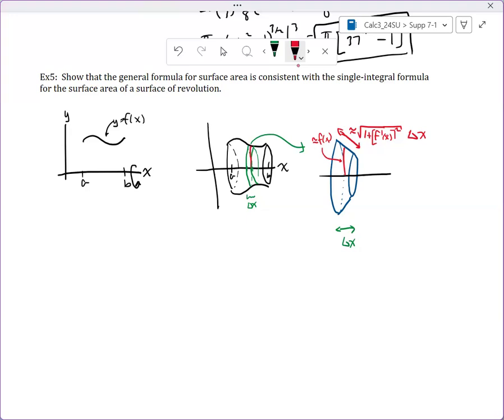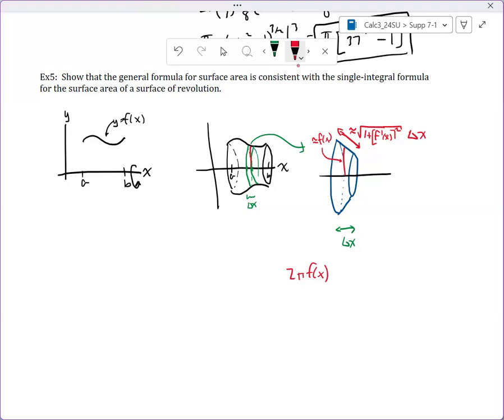So I have something that, if I pick a small delta x, is kind of like a cylinder. It's close to a cylinder. What's the surface area of a cylinder? Well, it's the circumference, 2 pi r, or 2 pi f of x here, times the kind of height of that cylinder.